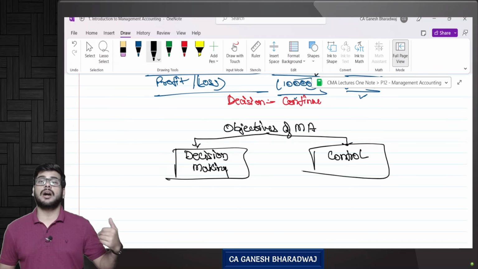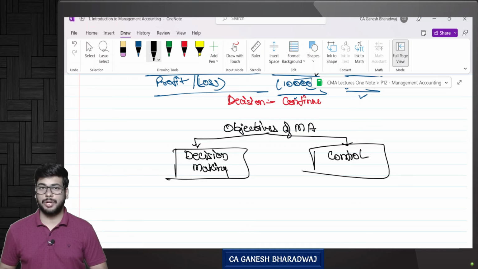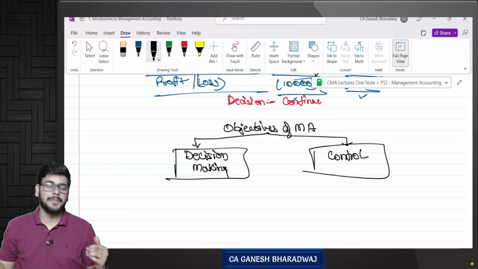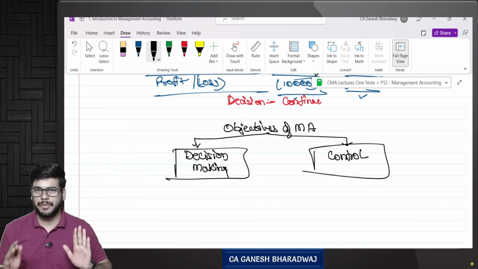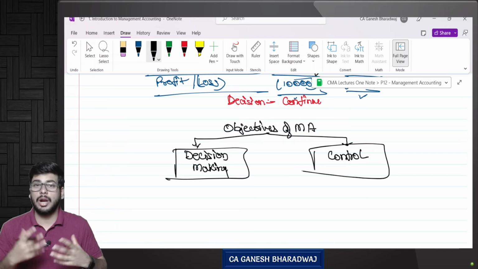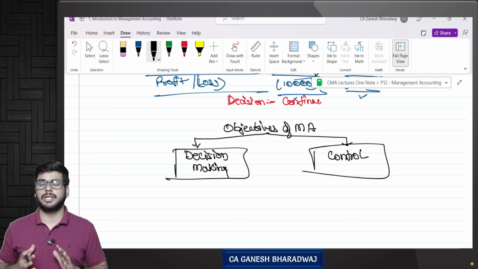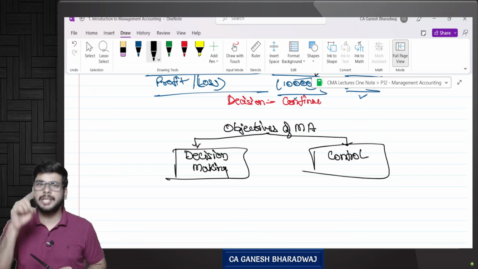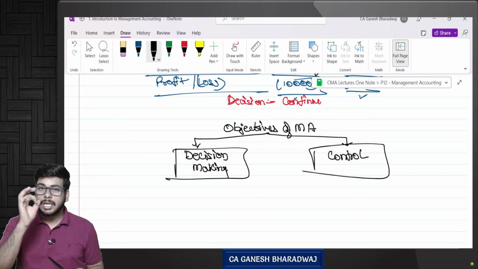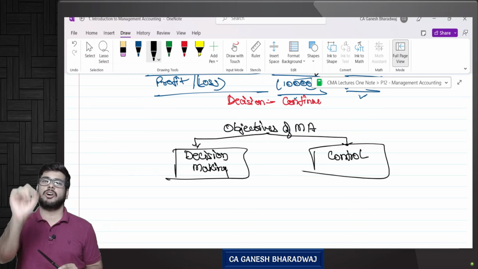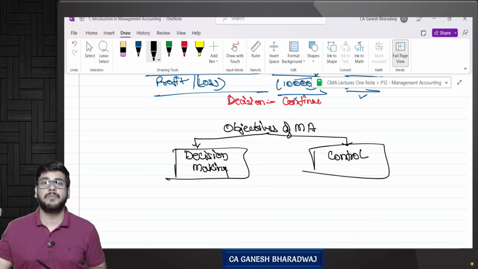Now in cost accounting, if you have already attended my lectures on cost accounting, I would have told you the objectives of costing are three: stock valuation, profit computation, decision making and control. I would have told that. If you have not attended, it's okay, just know right now. Technically speaking, the second and third objectives, decision making and control, are not the objectives of cost accounting, they are the objectives of management accounting.